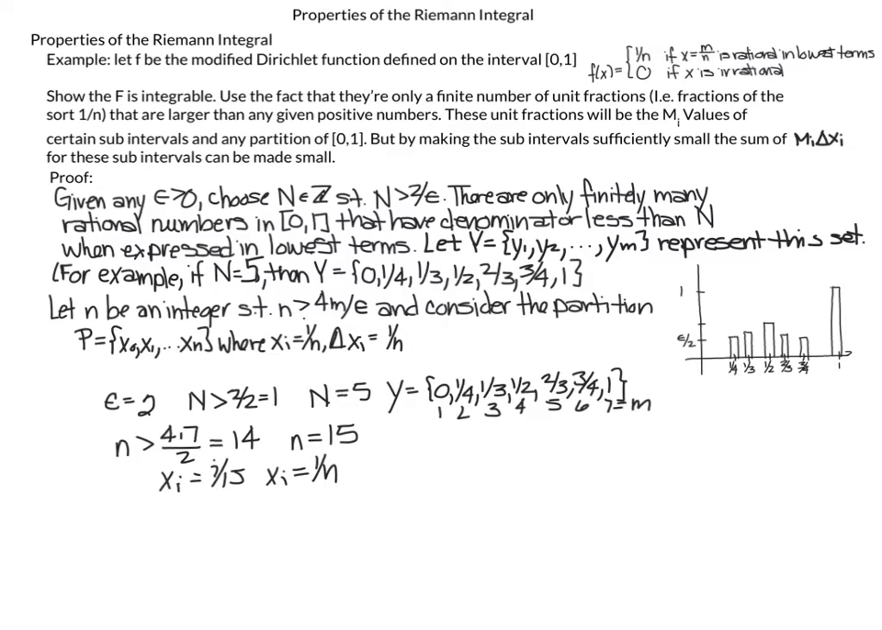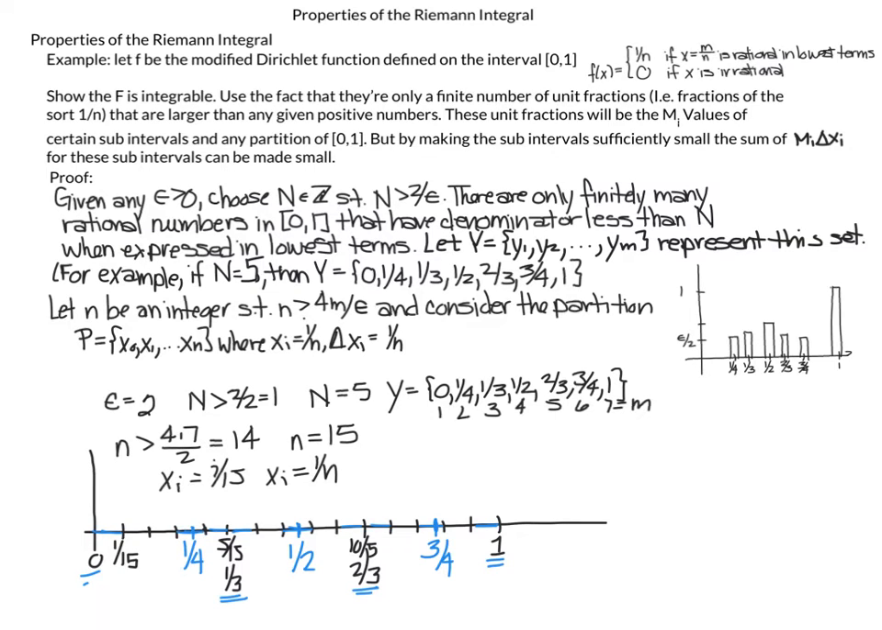So again, let's say, for example, epsilon is equal to 2, then we need to choose our integer capital N such that it's greater than 2 over epsilon, so it's greater than 1. So we can choose N equals 5, and as we already said, then this would be our list of fractions. And then we're going to choose our little n greater than 4 times m. Here we have 7 terms, so 4 times 7 divided by epsilon, which is 2, gives 14. So for example, we could choose n equals 15, so this will give us then our partitions.